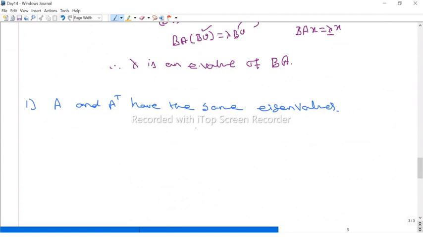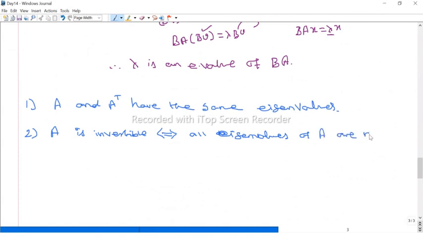Suppose A is invertible. That means all the eigenvalues of A should be non-zero. A is an invertible matrix if and only if all eigenvalues of A are non-zero, because the product of the eigenvalues is the determinant, and if the determinant is non-zero, we can say it's invertible. Again, if all the eigenvalues of a matrix are non-zero, then such a matrix is invertible.